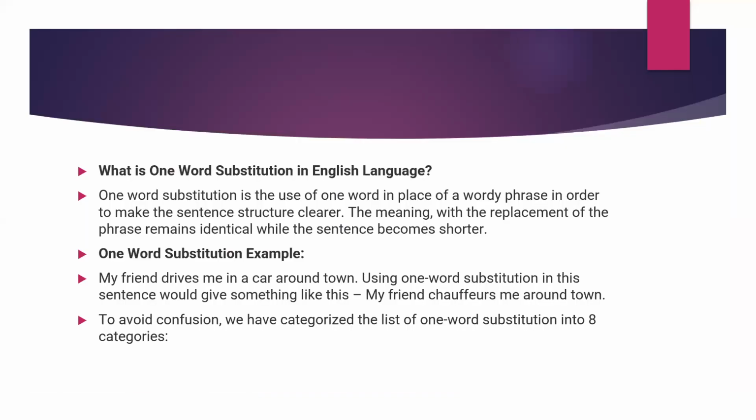So what is one word substitution? One word substitution is a use of one word in place of a wordy phrase in order to make the sentence structure clearer. The meaning with the replacement of the phrase remains identical, but the sentence becomes shorter. So you have to keep the meaning same. You just have to replace the phrase with one word.